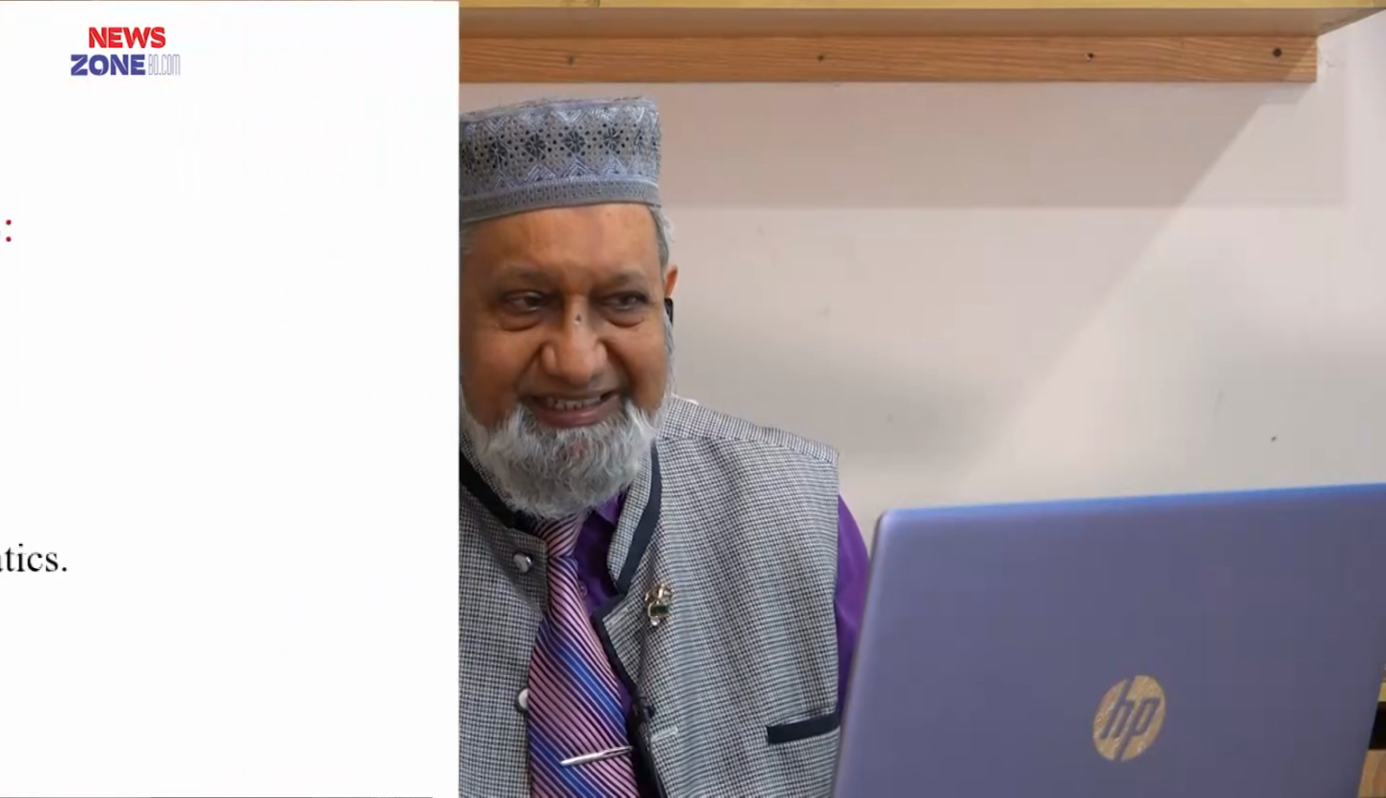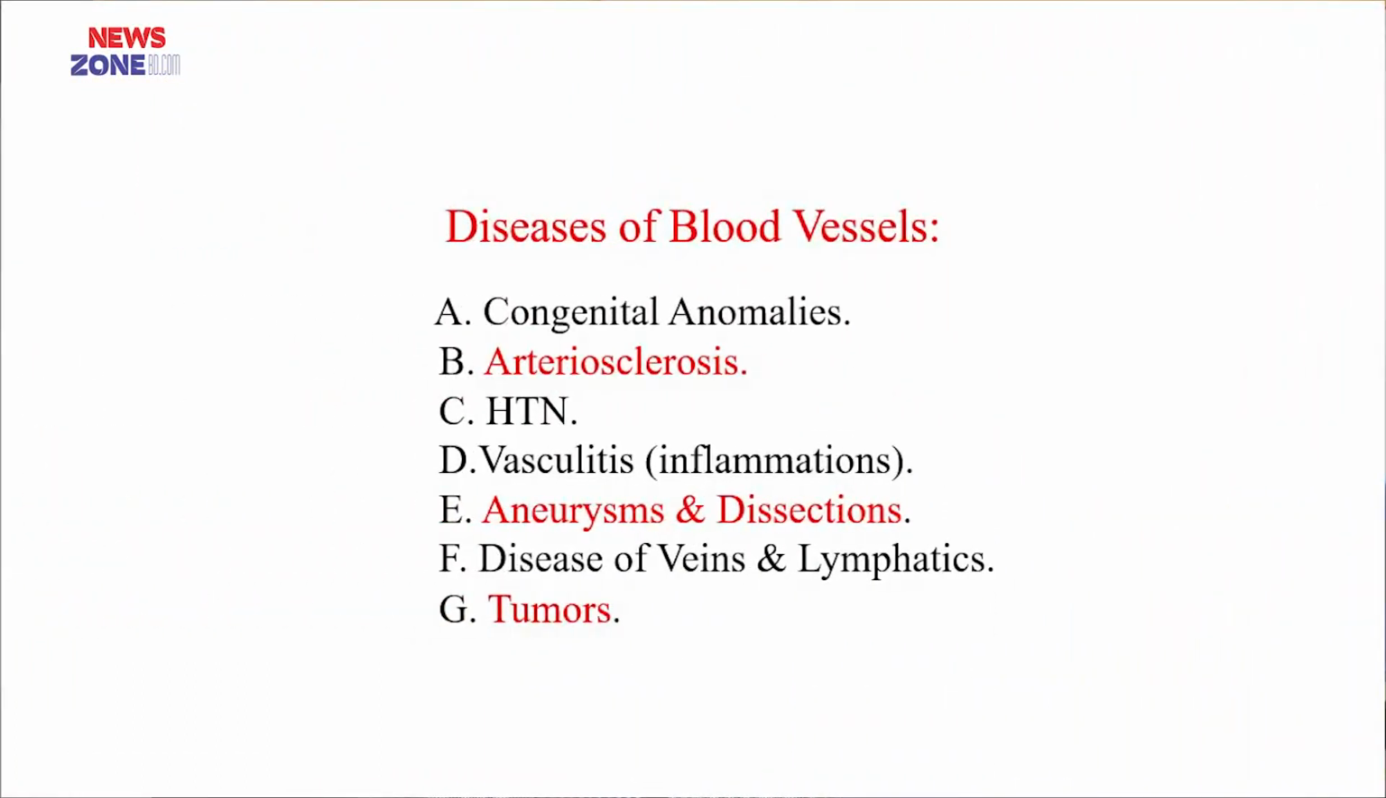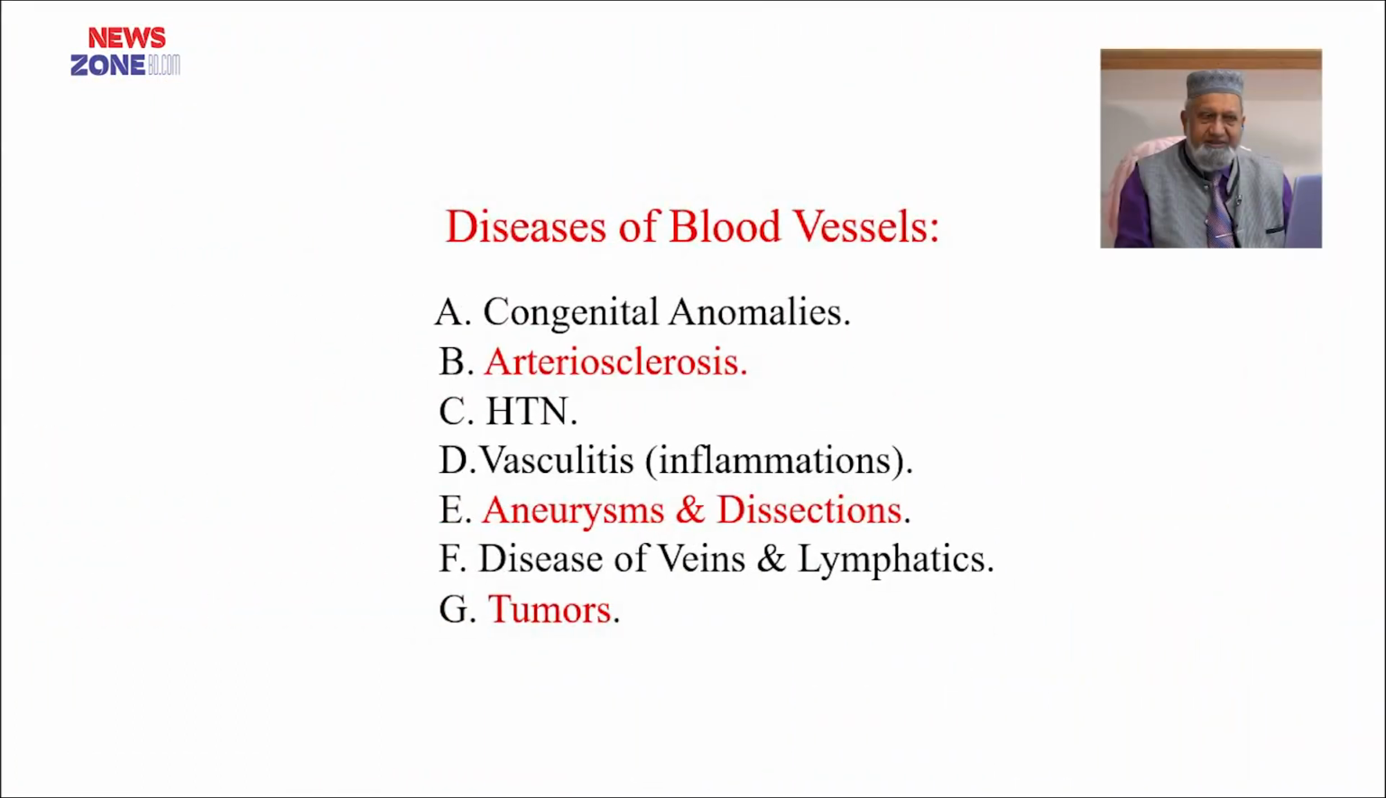Today I want to discuss the cardiovascular system. Before going into the deep diseases, I want to discuss the diseases of the blood vessels. Among these are the congenital anomalies, which you already know, atherosclerosis, hypertension, inflammation of the vessels, aneurysms and dissections, and tumors.